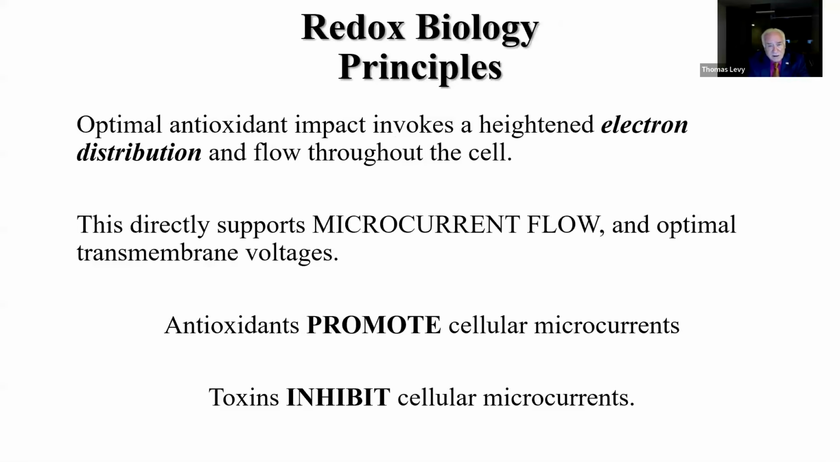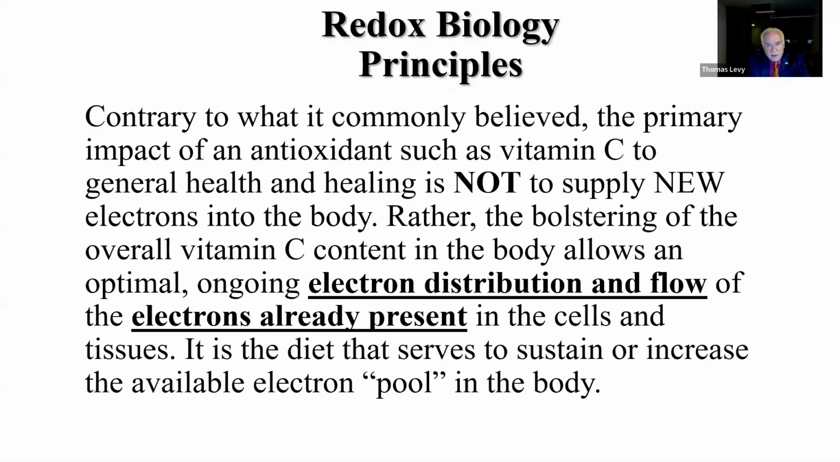Those are the bottom two lines there. Antioxidants promote cellular microcurrents, toxins inhibit it because of this effect on electron flow in the cell. Also, once you have healthy currents inside the cell, you might recall from your physics training that electron flow generates appropriately voltages. And so depending on how much current you have flowing in the cell dictates how healthy and normal the voltage is across the cell wall.